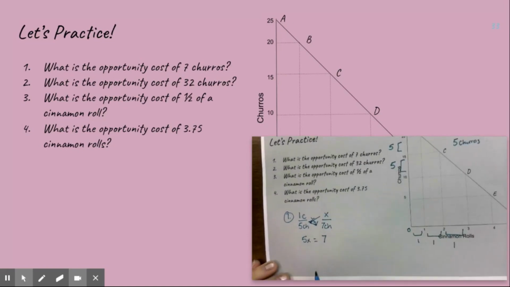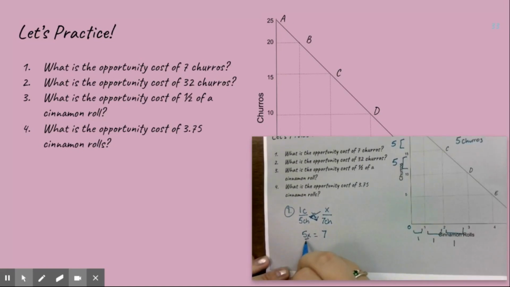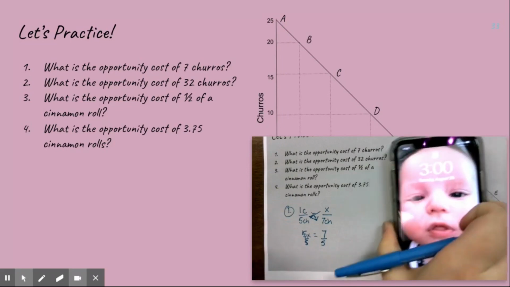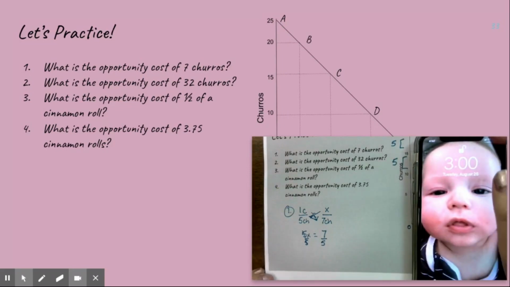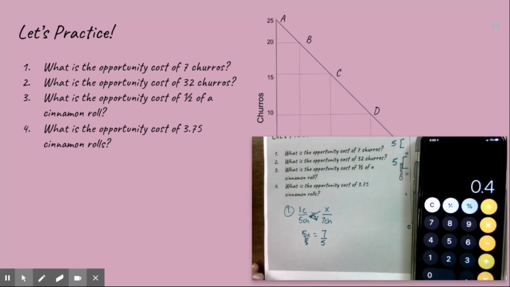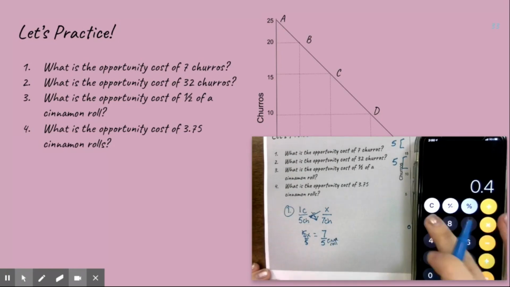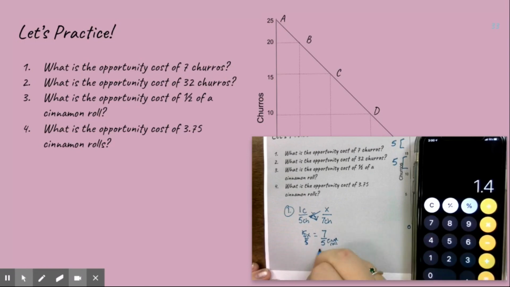Okay? How do we get rid of that 5? We divide it. What we do to one side, we must do to the other. 5 divided by 5 is 1. So we just get rid of it. And this is 7/5. We can leave it as a fraction and say that the answer is 7/5 of a cinnamon roll. Or we could say 7 divided by 5 is 1.4. So that is number 1.